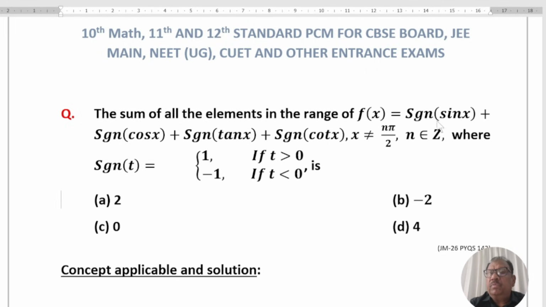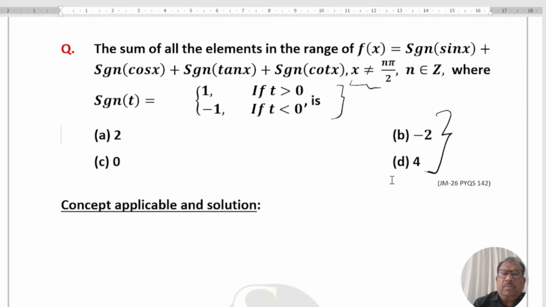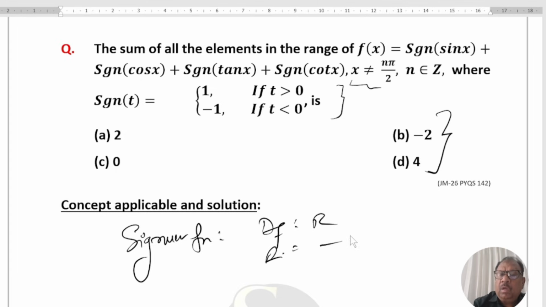Next question. The question is: sum of all elements in the range of signum sin x plus signum cos x plus signum tan x plus signum cot x, where x is not equal to n pi by 2 and n belongs to Z. The purpose of this is that all functions are defined. Signum is defined like this: the answer is 1 if t is greater than 0, and minus 1 if t is less than 0. Four options are given, one of which is correct. Signum function: the domain is R and the range is minus 1, 0, 1.